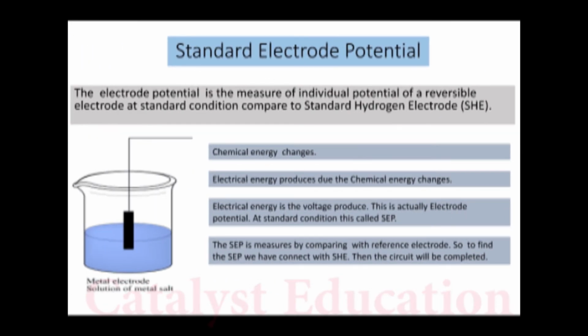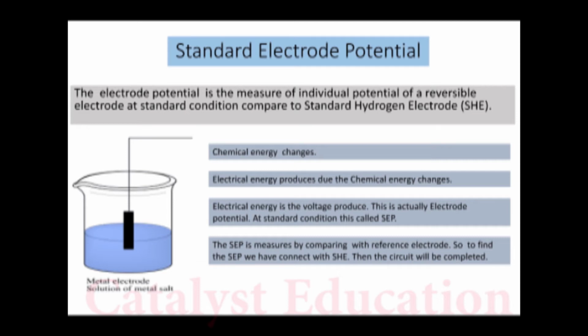Standard electrode potential. The electrode potential is the measure of the individual potential of a reversible electrode at standard condition compared to the standard hydrogen electrode, SHE. Chemical energy changes. Electrical energy is produced due to the chemical energy changes. Electrical energy is the voltage produced. This is actually the electrode potential.